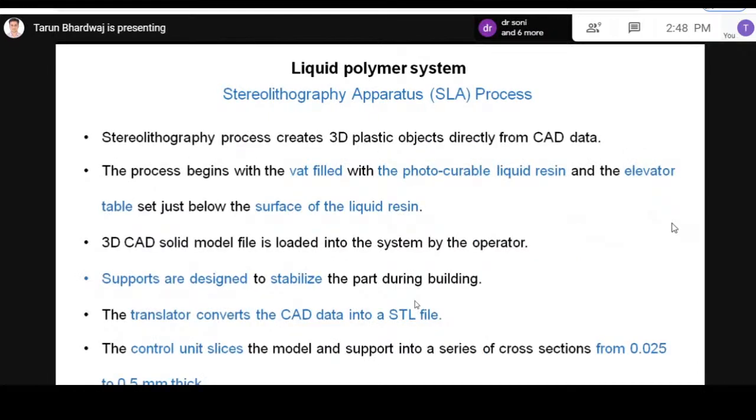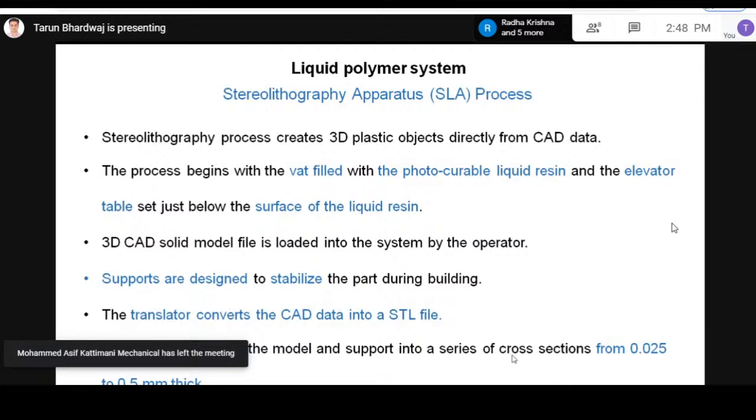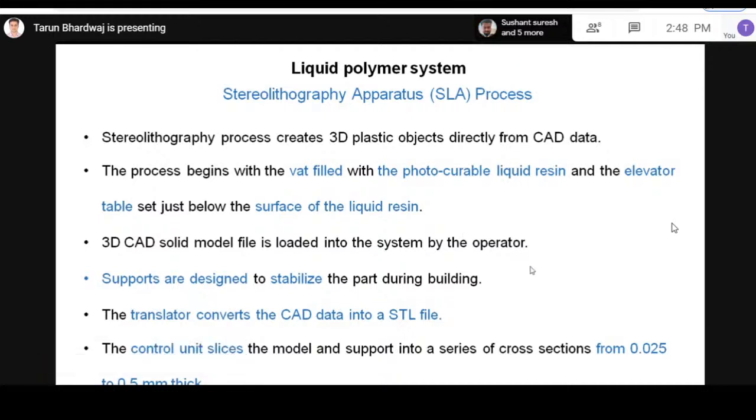And if we talk about the SLA process, the stereolithography process, it mainly creates 3D plastic objects directly from the CAD data, and the process begins with the vat filled with the photocurable liquid resin, and the elevator table just below the surface of the liquid resin. The 3D CAD solid modeling file is loaded into the system by the operator, and the supports are designed to stabilize the part during the building, and the translator we use converts the CAD data into an STL file. And the control unit slices the model with thickness from 0.025 to 0.5 mm.